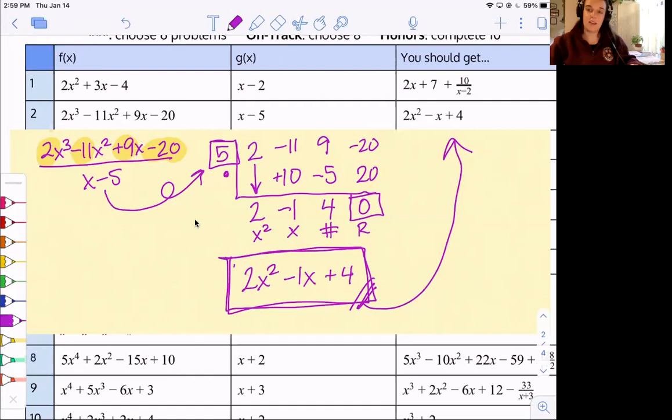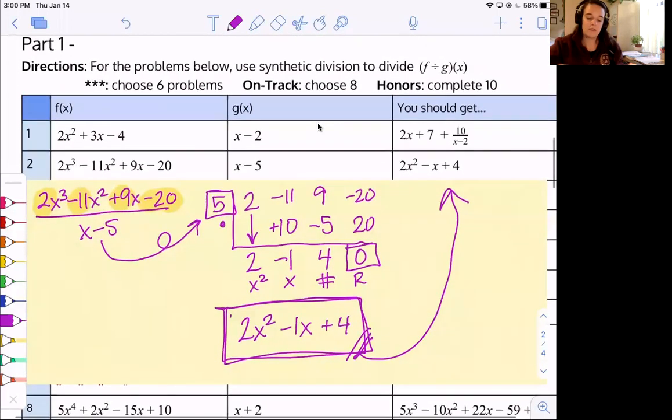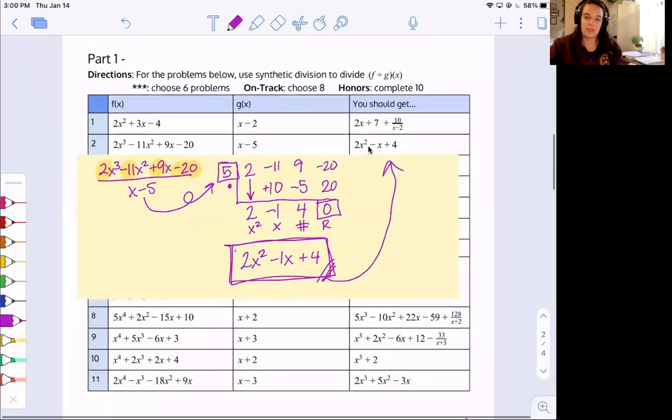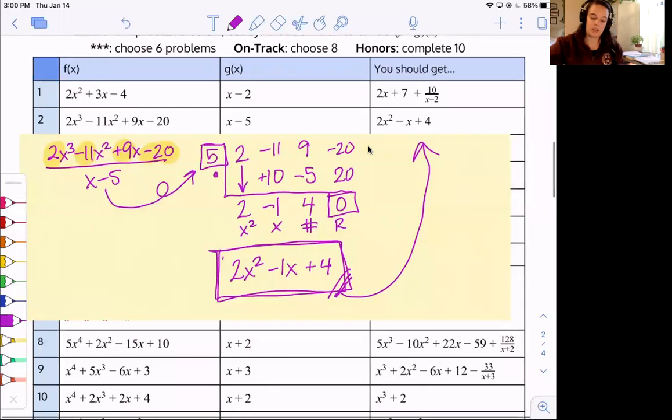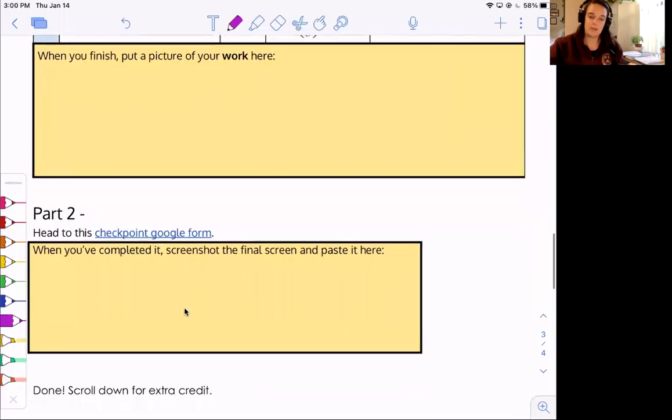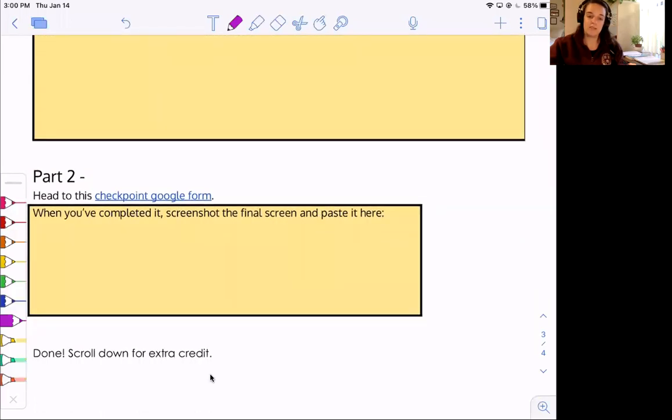All right. As promised, we did numbers 1 and 2. If you still have any additional questions, feel free to stick around. I can stick around for a couple more minutes to say hello and answer any questions. Other than that, you are free to go. You just have these problems here, either 6, 8, or 10, depending on what level you're doing. And then the checkpoint question is next. The Google form is there. There's more extra credit if you want it, but you don't have to do it.